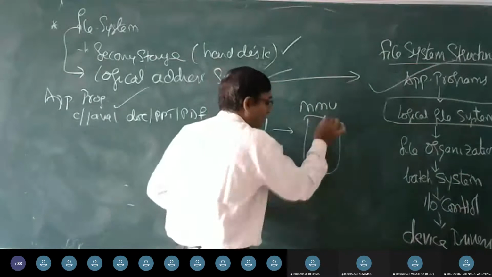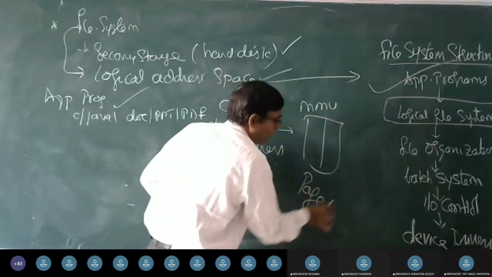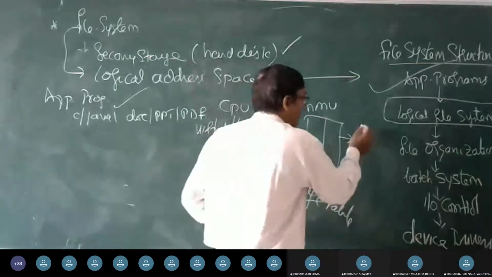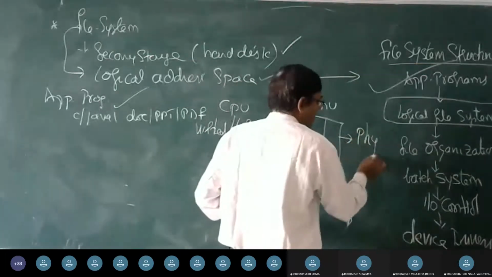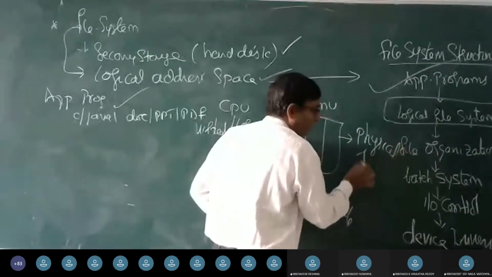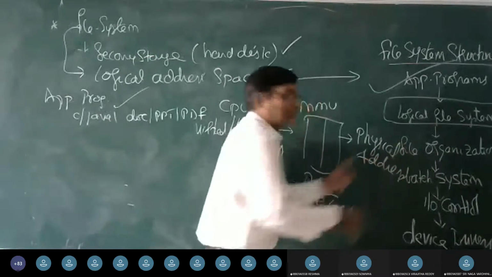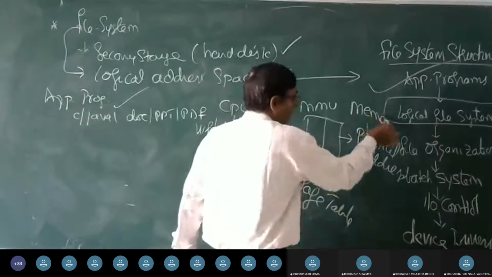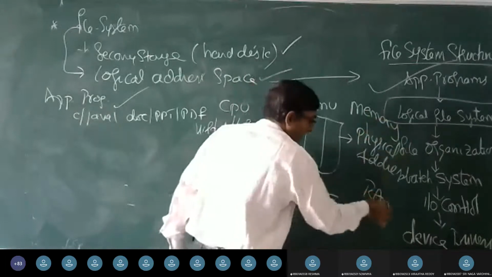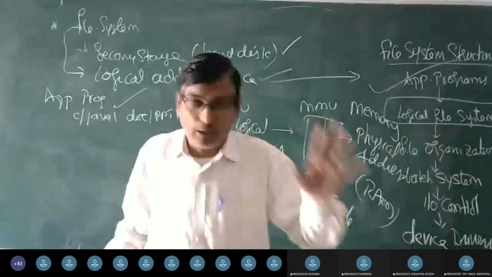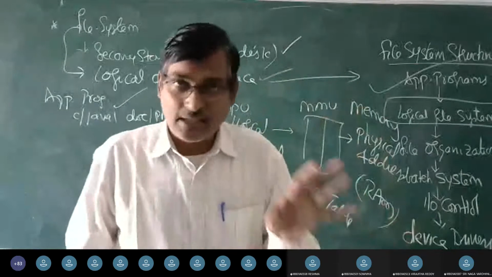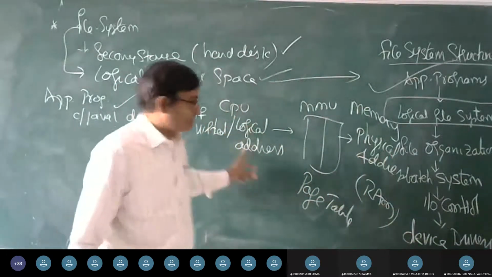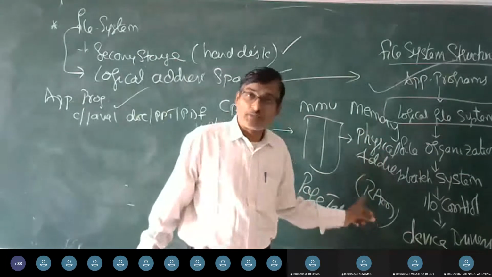And this memory management unit is going to fabricate a page table. This page table is going to be mapped to the physical addresses, and these physical addresses are going to be maintained by the memory. The other name of memory, we can call it random access memory, right? So the CPU generates the logical address space, and memory generates the physical address space.